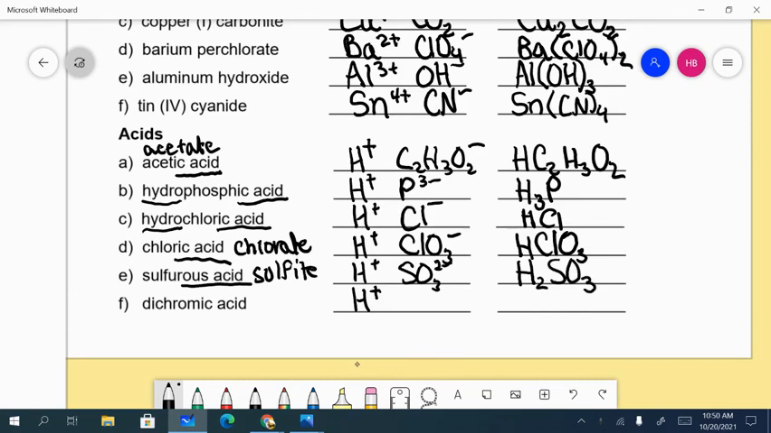Come down here, I have no hydro. I have an IC acid on the end. That means that the polyatomic ion I'm looking for used to start with ATE. So when I look up dichromate, it's Cr2O7 with a 2- charge. That means that this acid will also have 2 hydrogens.